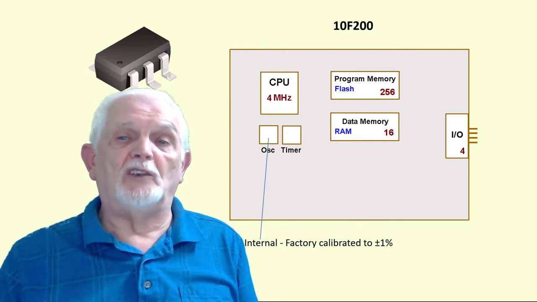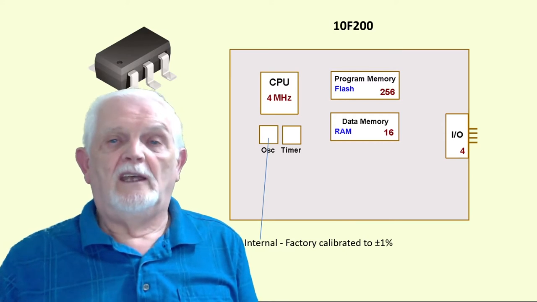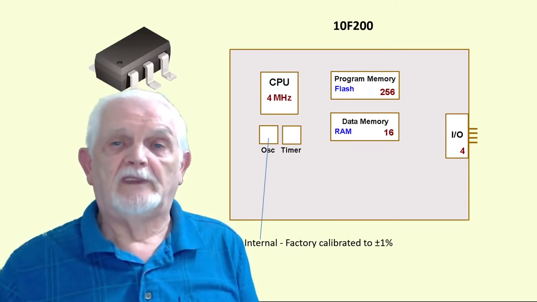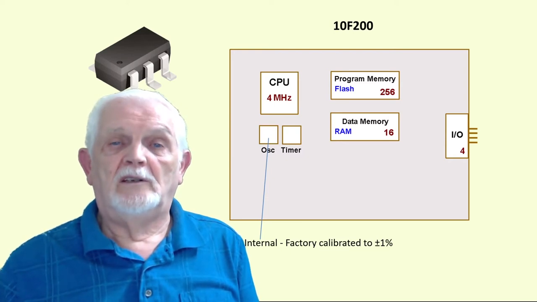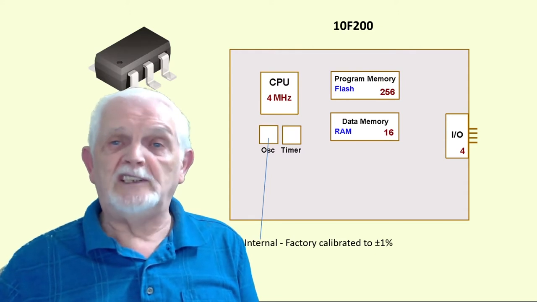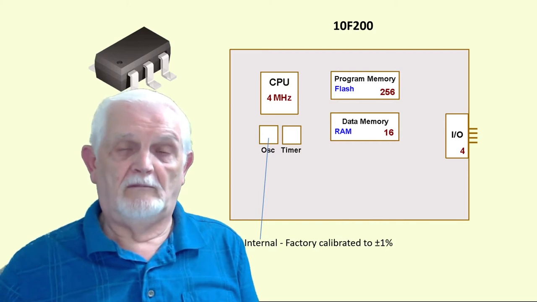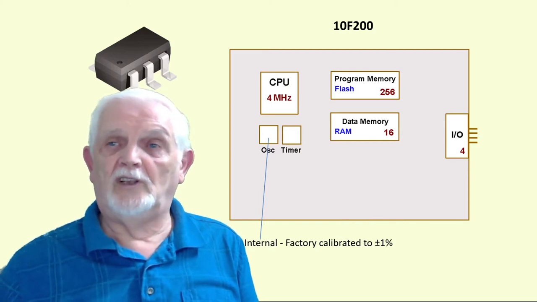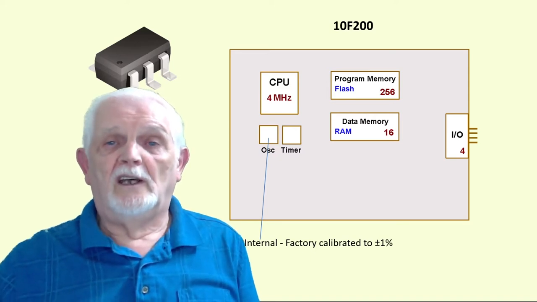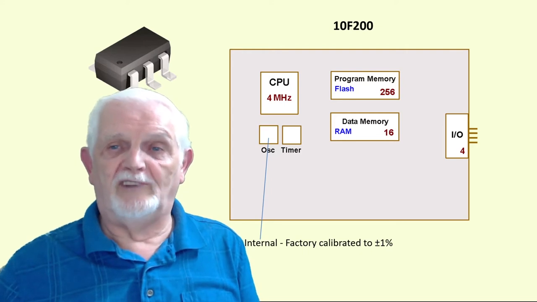And then we've got two blocks of memory. One for the program, which is called flash memory, and one for the variables you use as the program runs. The figures that are in dark red are talking about the size. You've only 256 bytes of program. And if that sounds not much, it's because it's not much. And the data memory similarly can only hold 16 bytes of variable.